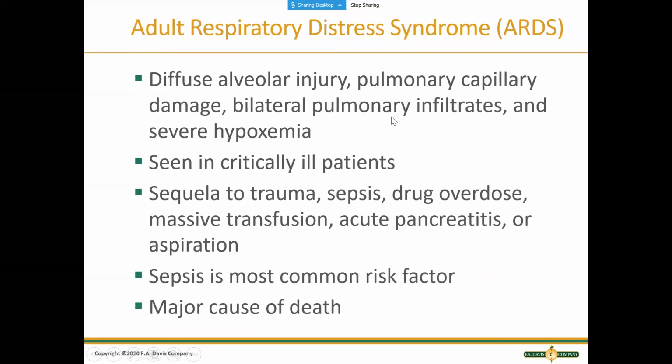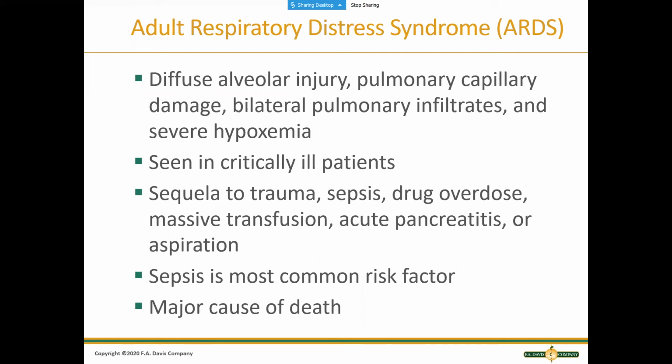So this is at the very end of your PowerPoint. Adult, kind of the preferred terminology now is acute respiratory distress syndrome. Diffuse alveolar injury. So the little tiny air sacs in your lungs are injured, and running right along the outside of the air sac are your pulmonary capillaries, and those are also damaged.